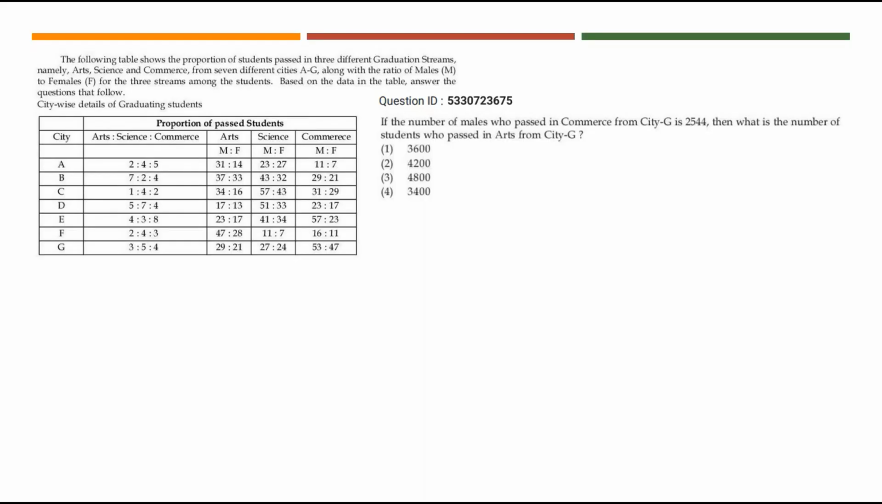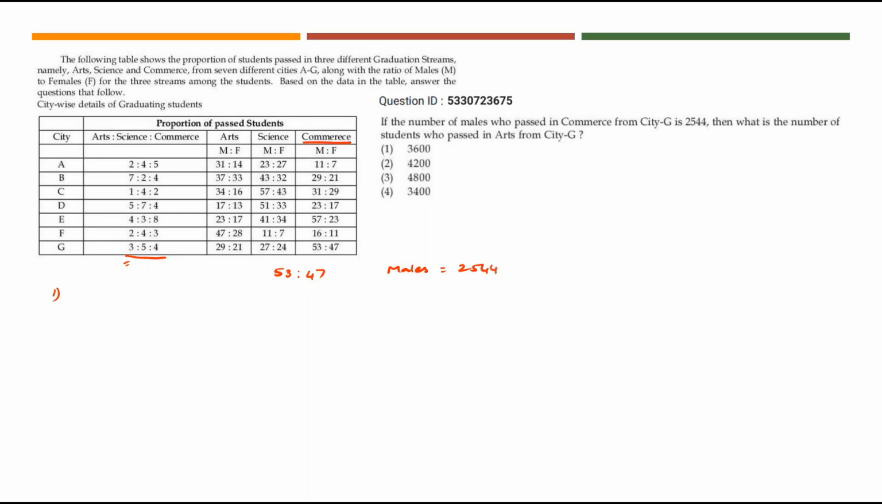If the number of males who passed in Commerce from city G is 2544, then what is the number of students who passed in Arts from the same city G? What is the proportion of city G? It is 3:5:4, so it is Arts is to Science is to Commerce. What about the Commerce ratio for male and female? It is 53:47. When you take the count of males, it is given as 2544 from Commerce stream.